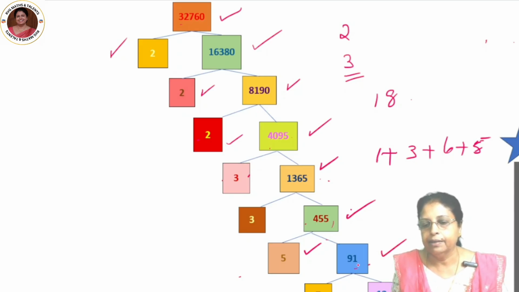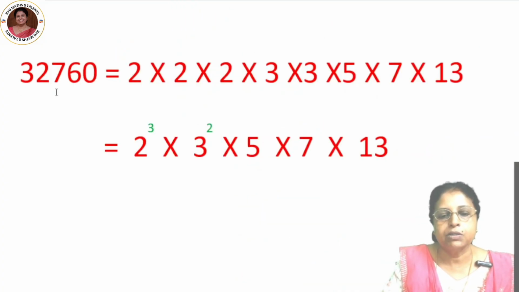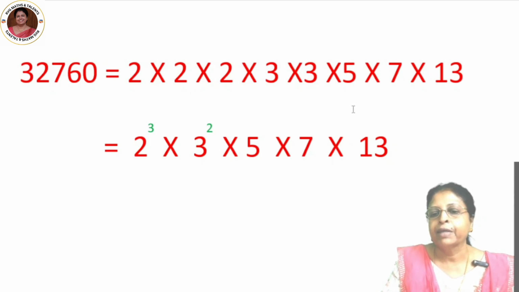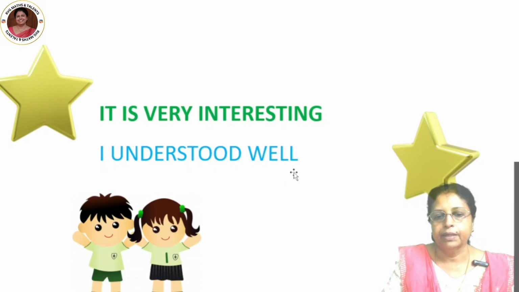91. Then we have to find the factors: 2, 3, 5, 7. Let us try 7 here. 91 divided by 7, we are getting 13. So 32,760 can be written like this as factors. We are getting 2 cube times 3 square times 5 times 7 times 13. So this factorization is unique. It's very interesting. I think all of you understood this.